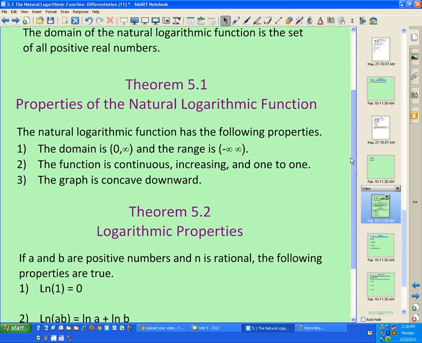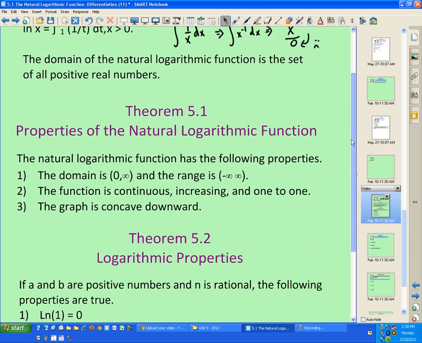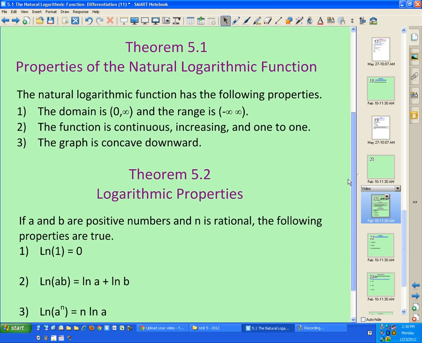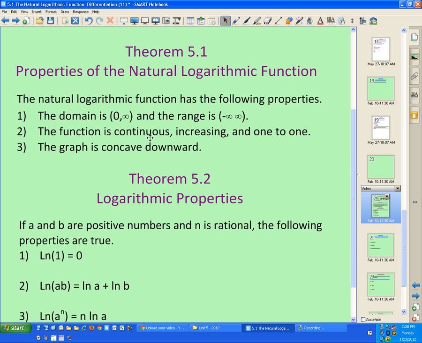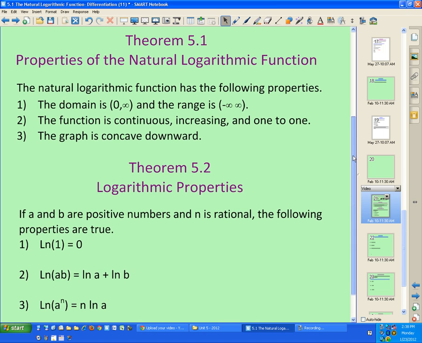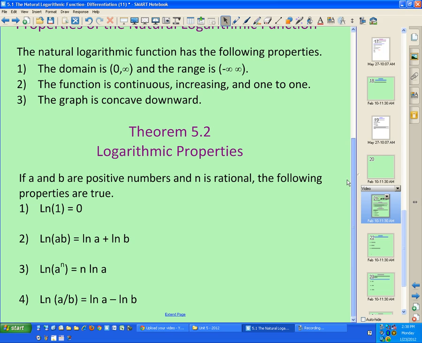There are properties of the natural log function, and if you need to pause any of this, please pause it and get it down. The domain is between 0 and infinity, and the range is from negative infinity to positive infinity. It's continuous, increasing, and 1 to 1, and the graph is always concave downward.